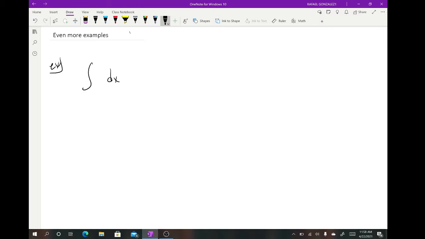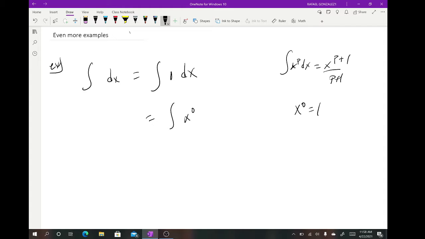Let's say somebody tells you to find the integral of blank dx, where you don't see anything inside. If you see something like this, what's really going on is that there's a 1 in here. So you're asking for the antiderivative of 1 dx. Now, you may think that this does not fit our rule of x to the p dx equals x to the p plus 1 over p plus 1, but it actually does, because remember that x to the 0 power is equal to 1. So instead of writing 1 there, you could write x to the power 0 dx, because they're equal to one another.